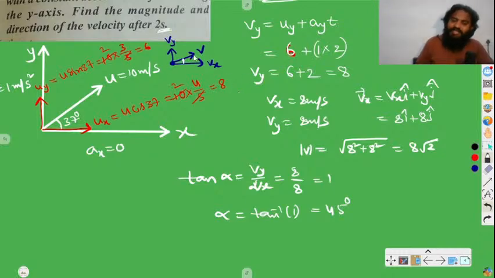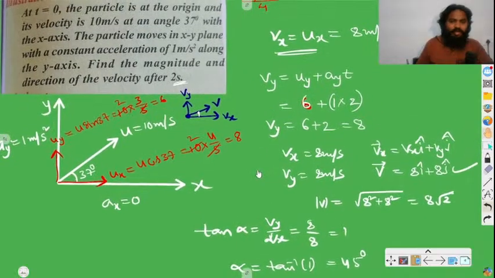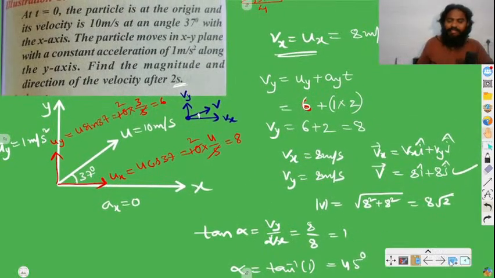What is that velocity vector? That velocity vector is this. Now v bar is equal to 8i cap plus 8j cap. Obviously it makes 45 degrees. Clear? Hope this problem is very interesting, right? Now let's go with the next problem. Coming to the next problem.